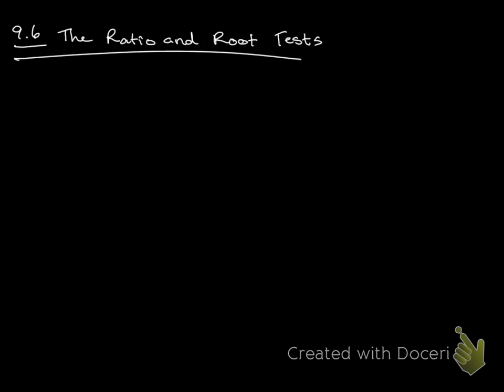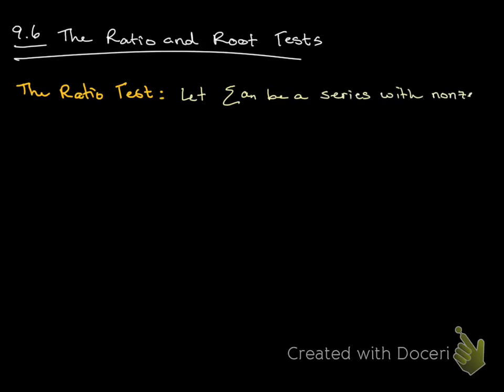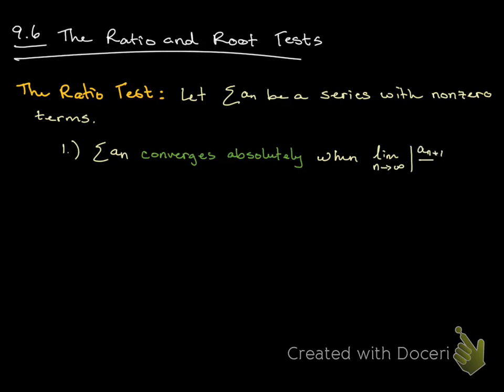Okay, so what we look to do here, the ratio test says that if we have a series where the nth term is always non-zero, right? So we can't have any zero terms, then we have three kinds of outcomes from this ratio test. The first is that the series converges absolutely when the limit as n goes to infinity of the absolute value of a sub n plus 1 divided by a sub n is less than 1.